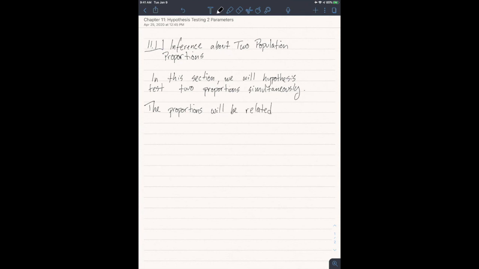We don't want to hypothesis test two proportions at the same time if they have nothing to do with one another. If they measure different things, like proportion of people who smoke cigarettes and proportion of people who will pass my class, that's not something anyone would ever be interested in both at the same time for. So the proportions will be related in the sense, or in effect, we will be testing their relationship to one another.